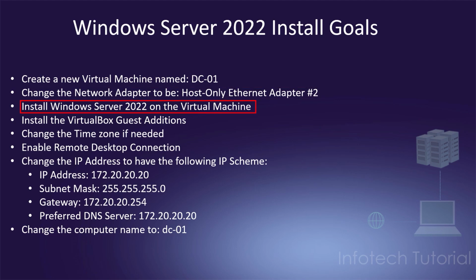We will install Windows Server 2022 on the virtual machine, install the VirtualBox Guest Additions, change the time zone if needed, enable remote desktop connection, and change the IP address to have the following IP scheme. So we'll want the IP address to be 172.20.20.20. The subnet mask is going to be 255.255.255.0. The gateway will be 172.20.20.254. And the preferred DNS server will be 172.20.20.20. In other words, DC01 is going to be our DNS server. And lastly, we want to change the computer name to be DC-01.